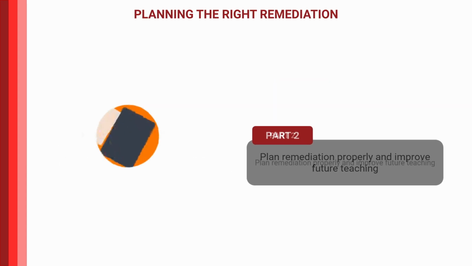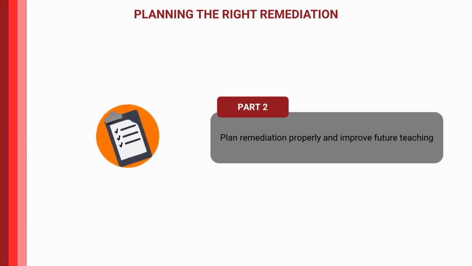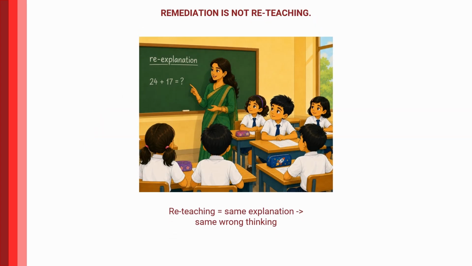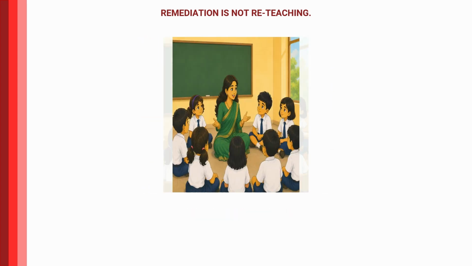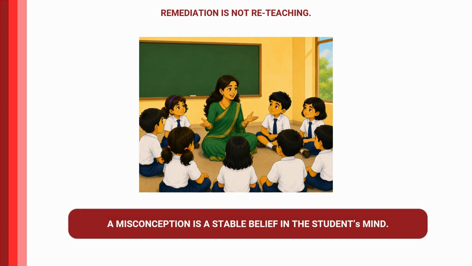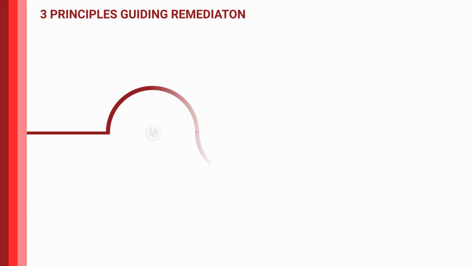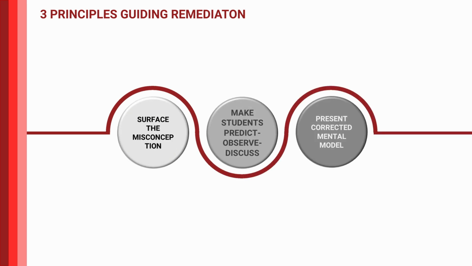Now comes the equally important second part, planning the right remediation. Here is the most important idea to keep in mind. Remediation is not reteaching. If we simply repeat the same explanation, students will fall back on the same thinking and arrive at the same wrong answer. A misconception is a stable belief in the student's mind. 3 principles guide effective remediation: surfacing the misconception, making students predict, observe, and discuss, and presenting the corrected mental model.